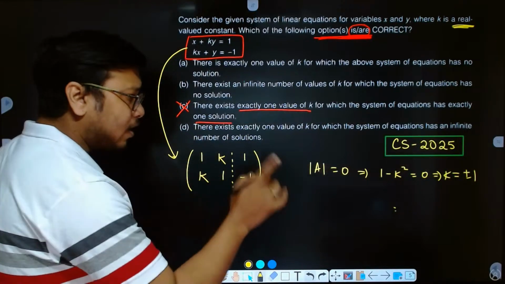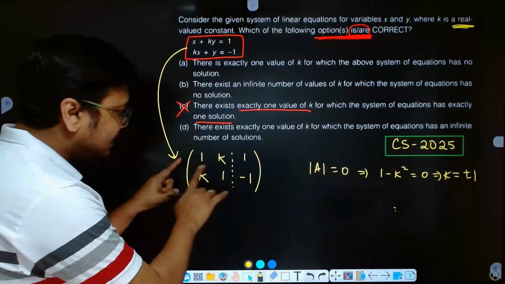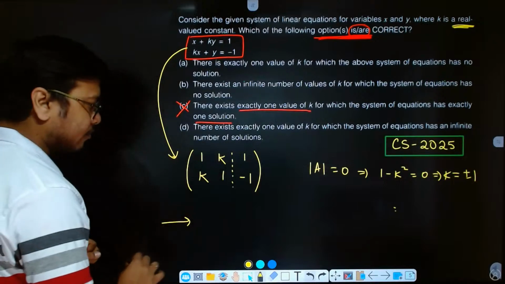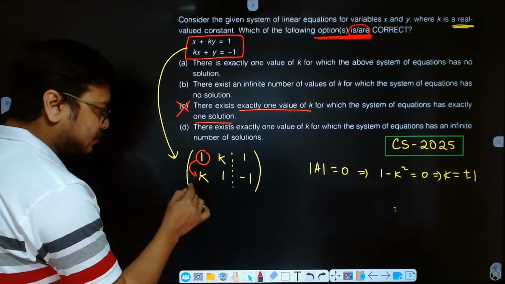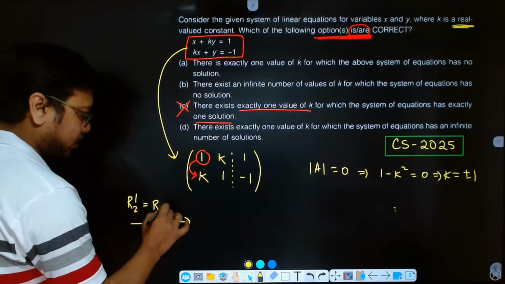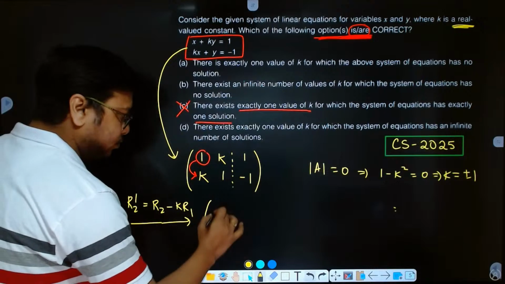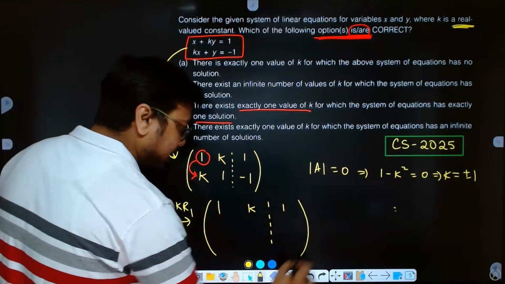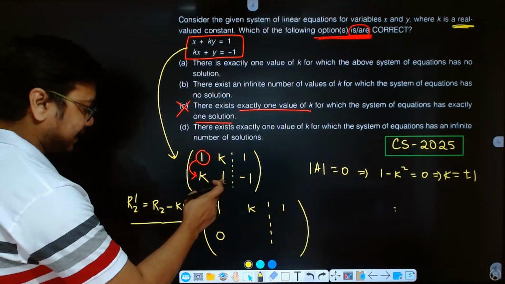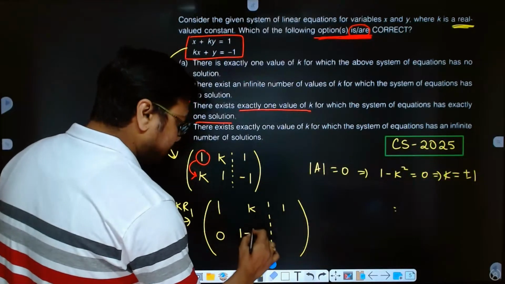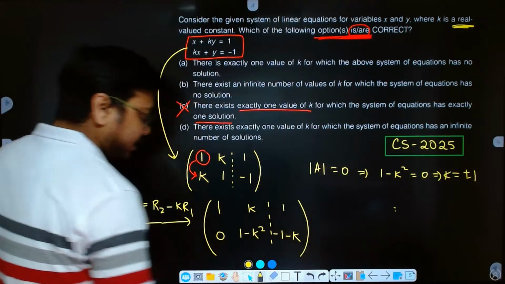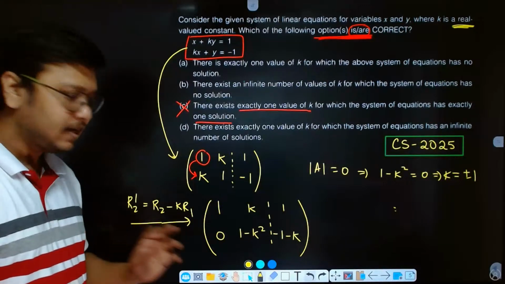Along with that, we need one more thing: we need the rank of A to be equal to the rank of A augmented with B. So let's find the rank also from here. With the help of this one, we are trying to make this position 0. So this is the operation we are trying to do: R2 dash equals R2 minus k times R1. If we do this, with 1, k augmented 1, I'm getting 0, then 1 minus k square, and then 1 minus k. So we are getting this as our simplified matrix.